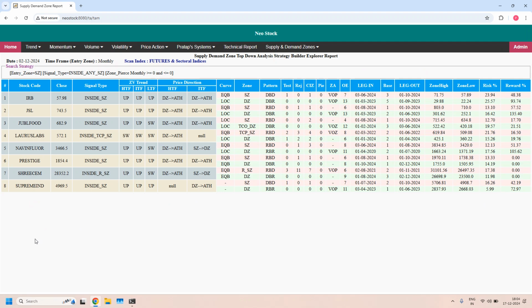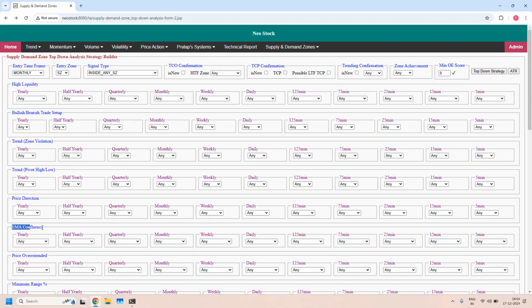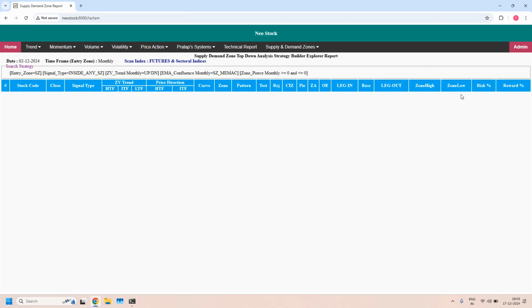In these 8 we can further filter based on the monthly EMA Confluence for the monthly supply zones. So in the EMA Confluence filter at monthly time frame, I am setting the filter for monthly supply zones having monthly EMA Confluence, because EMA Confluence makes sense only in the trending market but not sideways. So in the trend at monthly time frame I am selecting up or down trend but not sideways. None of those monthly supply zones have monthly EMA Confluence.